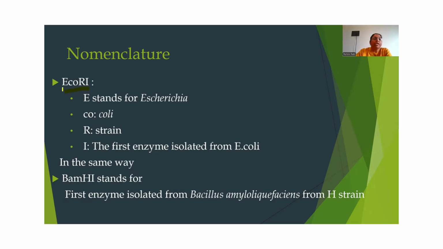coli. So EcoRI, what is it? It is the first enzyme isolated from Escherichia coli from the R strain. In the same way, BamHI stands for the first enzyme isolated from Bacillus amyloliquefaciens from the H strain. Okay, so the B stands for Bacillus, A stands for amyloliquefaciens, H stands for the strain, and the I stands for the first enzyme isolated from Bacillus amyloliquefaciens.